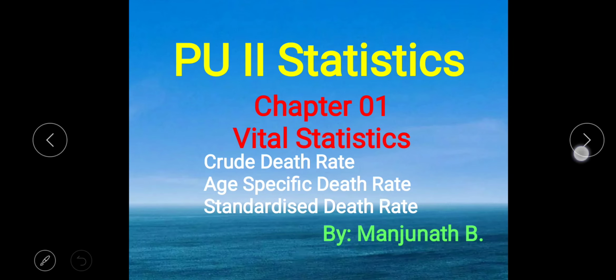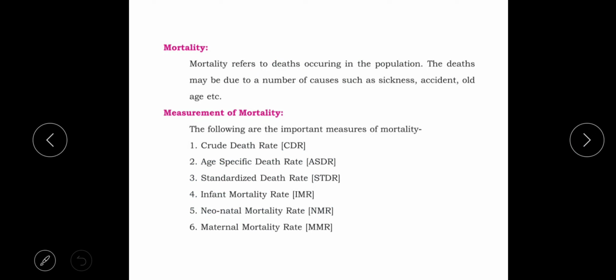So what is mortality? Mortality refers to deaths occurring in the population. So mortality refers here to deaths occurring in a population. Deaths may be due to any cause. It may be because of age, accident, or sickness. That is, we can say natural death, accidental death, or death due to illness, unhealthiness, or sickness.